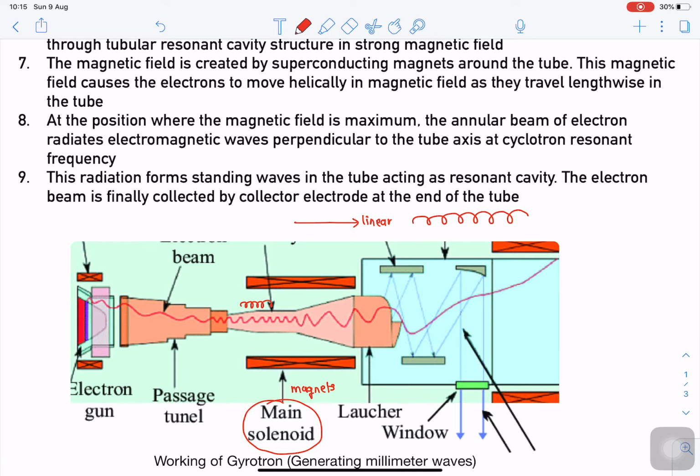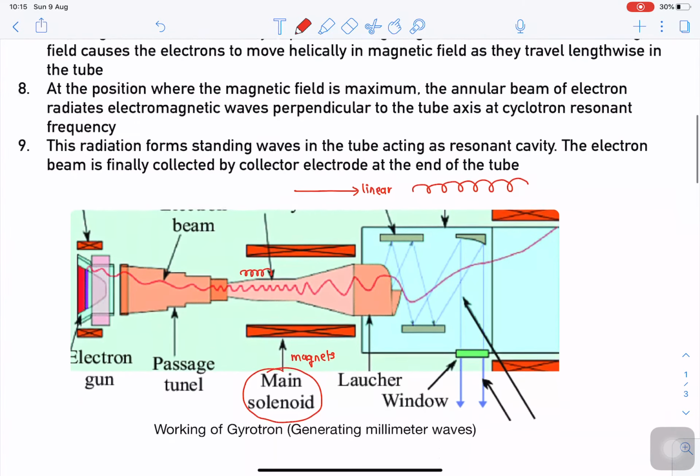So what will happen to the electrons when they come into the region where the magnet is placed? The electrons will start emitting electromagnetic waves in the perpendicular direction to the beam axis, and these electromagnetic emissions caused by the electrons are at a cyclotron resonating frequency. These radiations will form standing waves in the tube, which is itself acting as a resonant cavity. The electron beam is then finally collected at the collector electrode placed at the end of the tube.